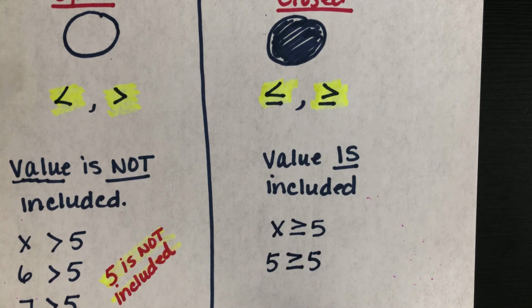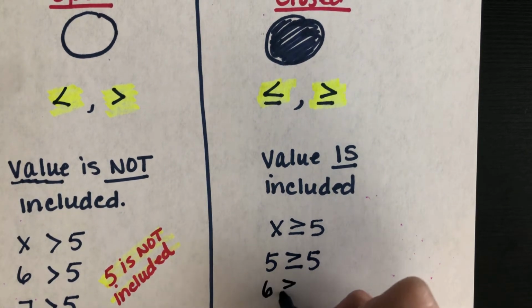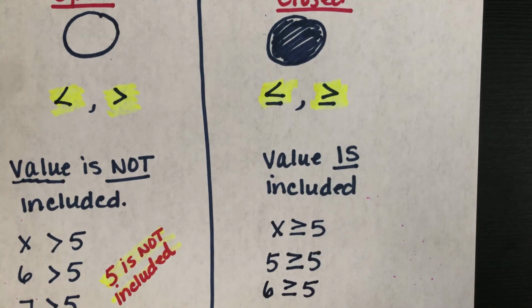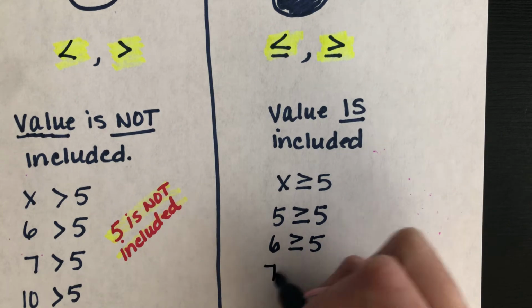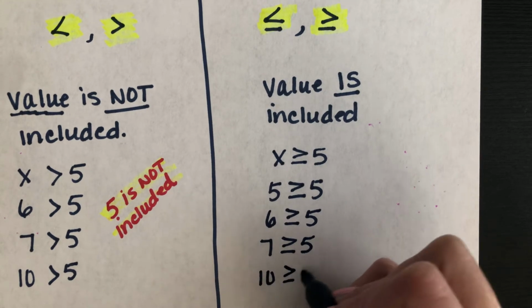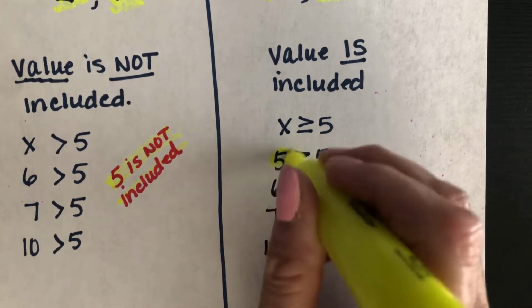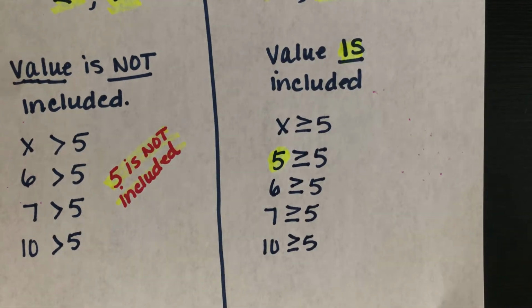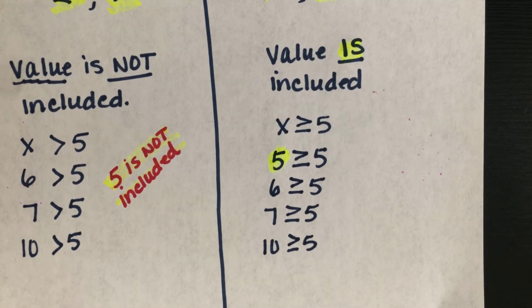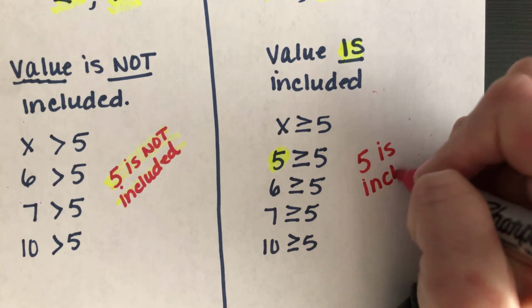So when you're looking at your number line and you see a closed circle, you would know that that value is included in the answer. I could also plug in 6. 6 is greater than or equal to 5? Sure. 7 is greater than or equal to 5? Absolutely. I could do 10 is greater than or equal to 5. Sure. So you can use any of these, but this time you can see that the 5 is included as part of a solution. So we're going to write 5 is included.